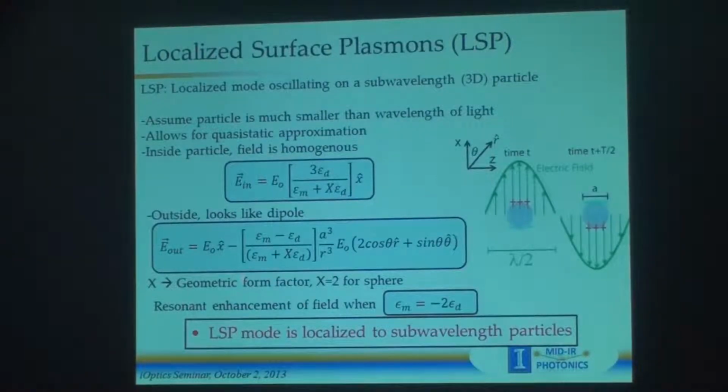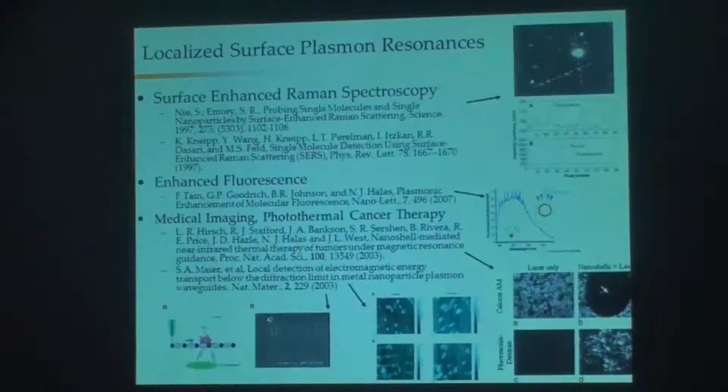And what that means is that you get this strongly enhanced electric field when the epsilon of your metal is equal to -2 times the epsilon of the surrounding dielectric. Okay, so this is a strongly localized mode that sits on a metallic nanoparticle. This is the mode that gives color to stained glass windows, right? And so this LSP mode is localized to sub-wavelength particles and can give you a strong enhancement of your field in the region of the sub-wavelength particle.